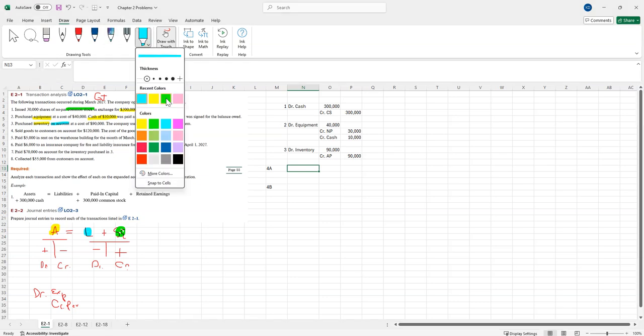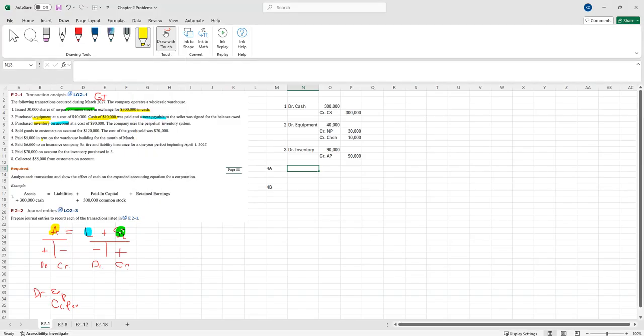So in this way, we have goods. Let's just highlight some stuff over here. We're making our assets yellow.